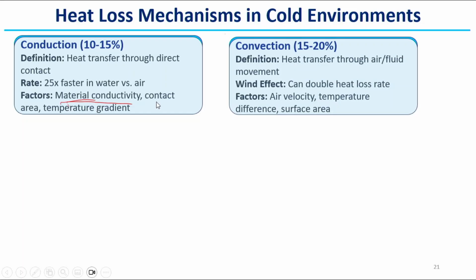Then convective heat loss depends on the air or any fluid flow, again 15 to 20% depending on the air and fluid movement. Wind effect can double the heat loss, and convective heat loss may be much lower than this in case of still air. So, air velocity is the main factor, and temperature difference and surface area are also other factors.